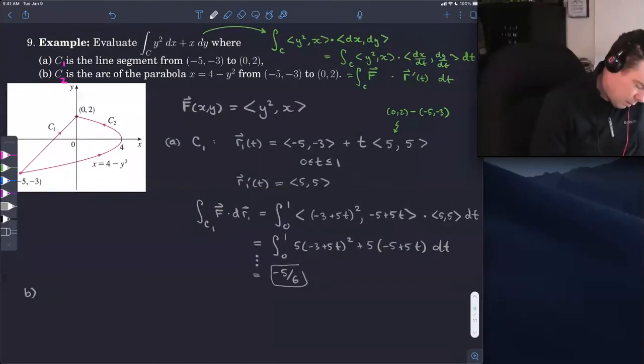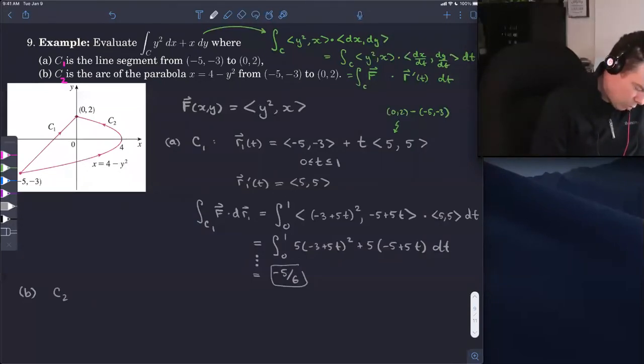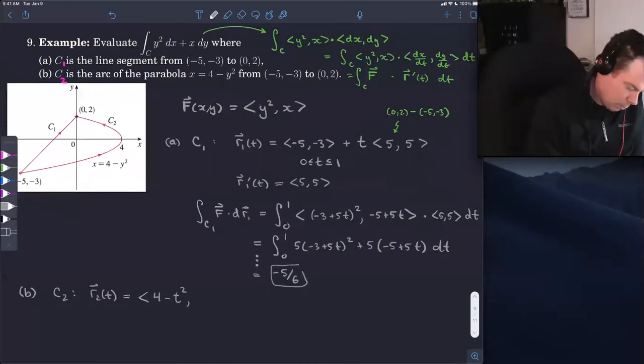Part B is saying, now integrate over this part of a parabola, this arc of a parabola. So we need to come up with a parameterization for that piece. This will be R2 of t. What is R2 of t? So it's a part of the parabola x equals 4 minus y squared. So if I take y to be my parameter, because x is already expressed in terms of it, then I get a 4 minus t squared. Y is t, and I just need to know what are the values of t that will sweep everything out.